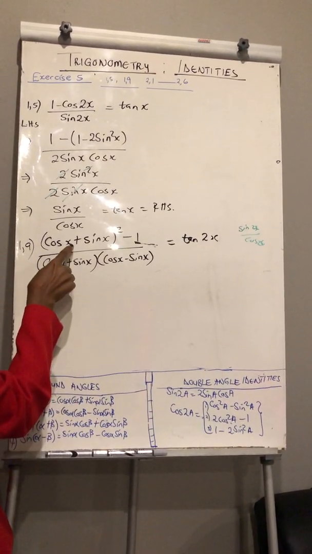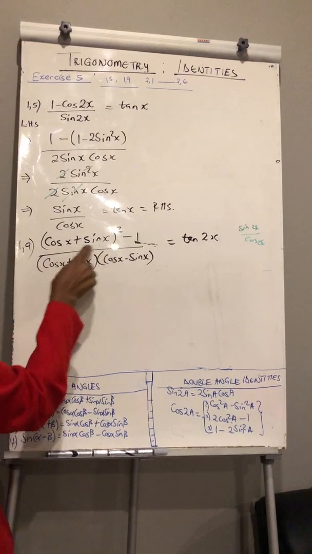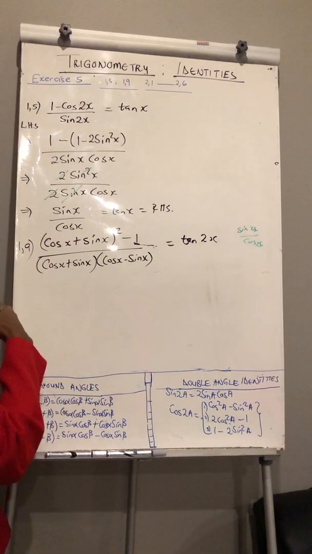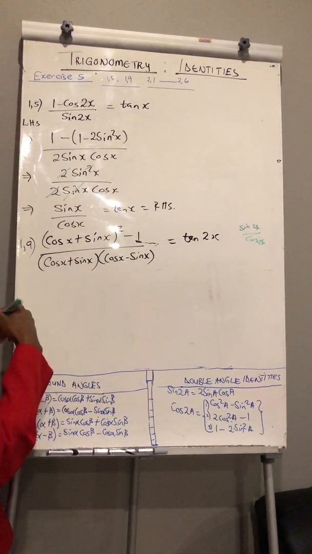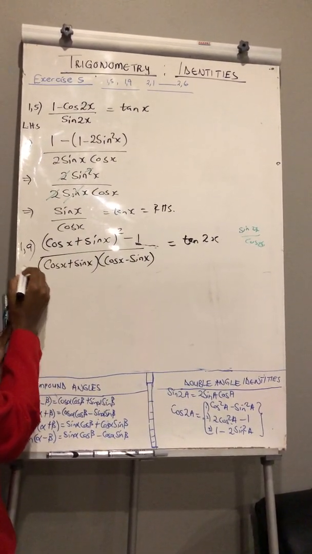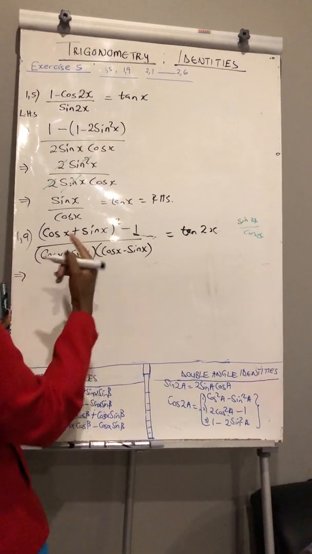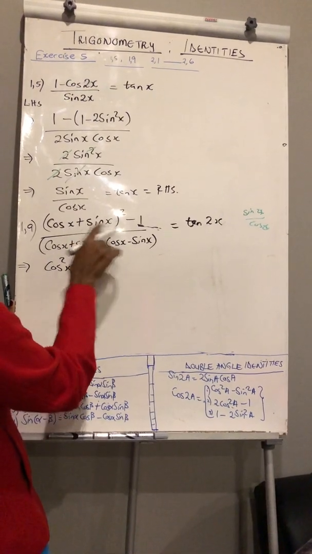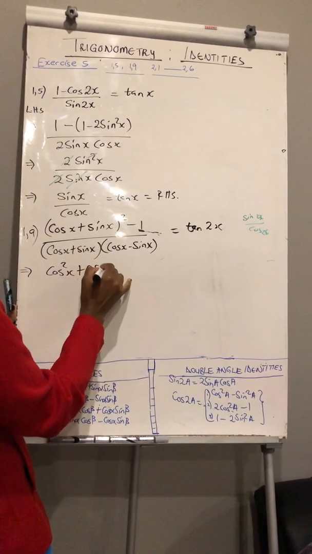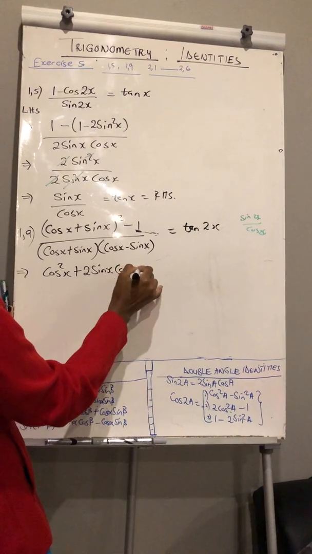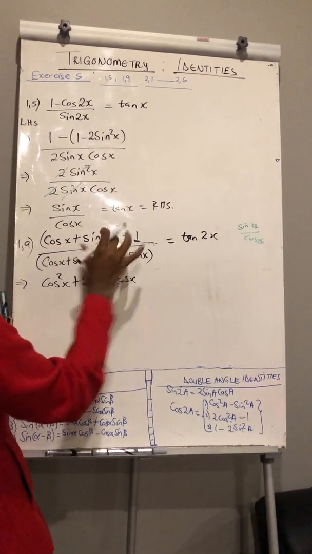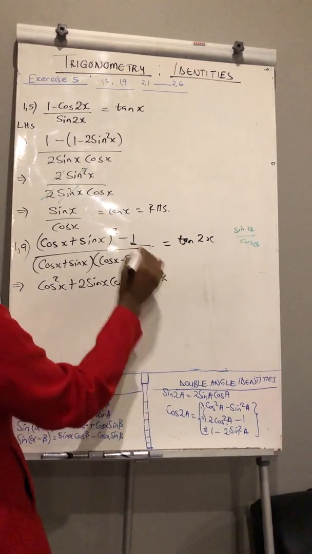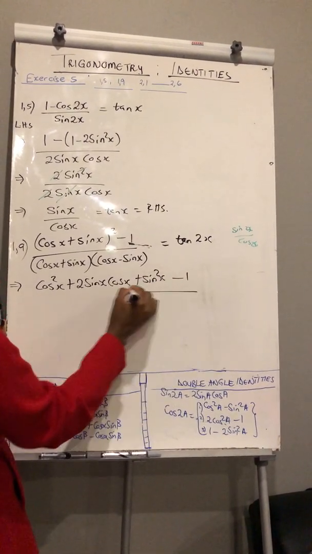Now the whole point is to try and get sine 2x from here, or rather 2 sine x cos x. So I am going to have to FOIL this one because we will not be able to see our sine 2x easily from here. So I'm going to do this. You know how to get rid of those brackets. So 2 sine x cos x will be the middle term, from these 2 brackets multiplying. And of course there is sine squared x here. Let's not forget the minus 1.